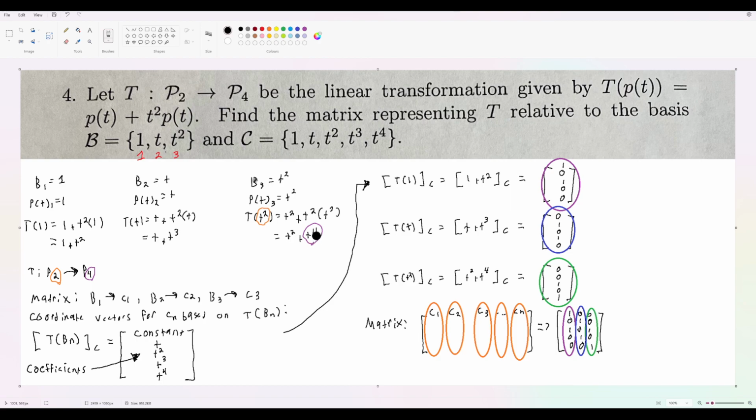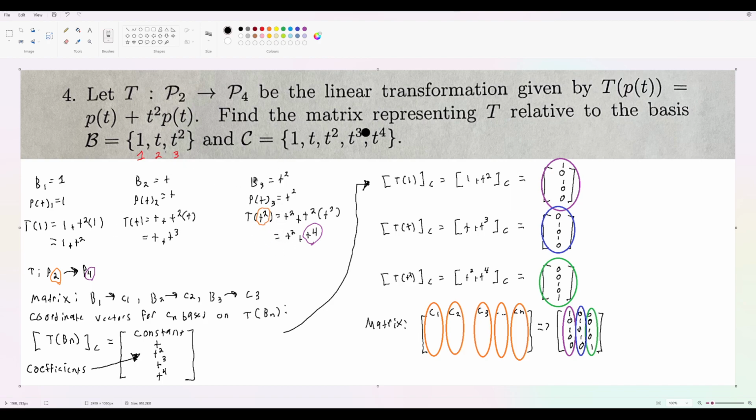And finally, b3 is just t squared, so T of t squared is t squared plus t squared times t squared, which gives t squared plus t^4. We actually see that if we check the degrees of our transformations with respect to our inputs, whatever's inside of the T is our input. The greatest input is t squared, so therefore it's P2. And we see the output for the greatest one goes to P4. So that's a little thing that you can see right there.